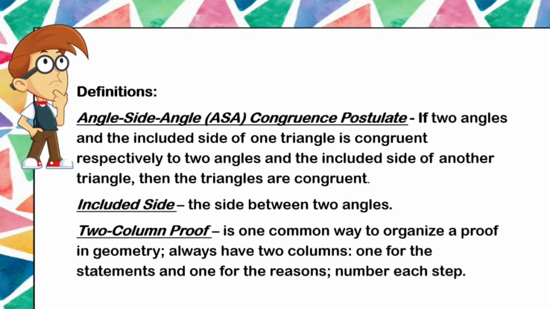Next, we have included side. Included side is the side between two angles. Next, we have two-column proof. Two-column proof is one common way to organize a proof in geometry. Always have two columns, one for the statements and one for the reasons. Number each step.